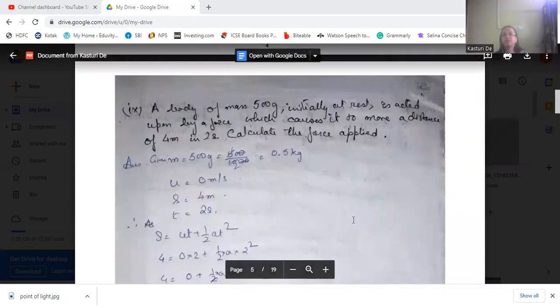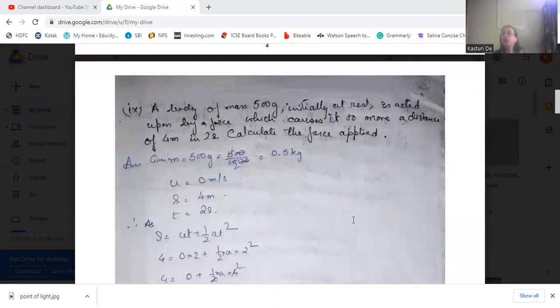Okay. Next is a body of mass 500 grams, initially at rest, acted upon by a force which causes it to move a distance of 4 meter in 2 seconds. Calculate the force. So a body of mass 500 grams.